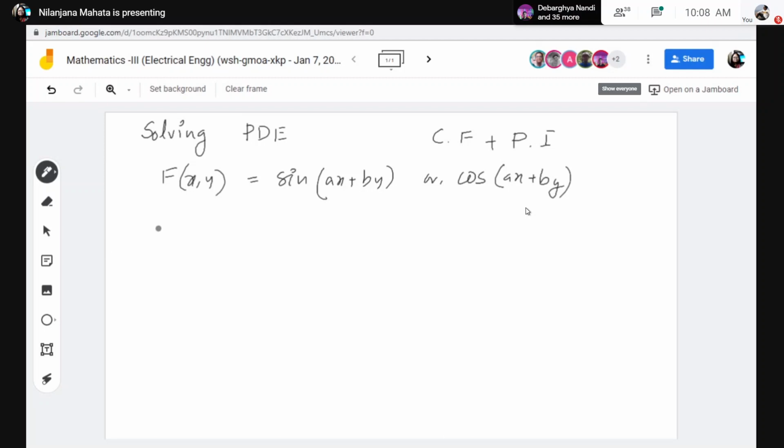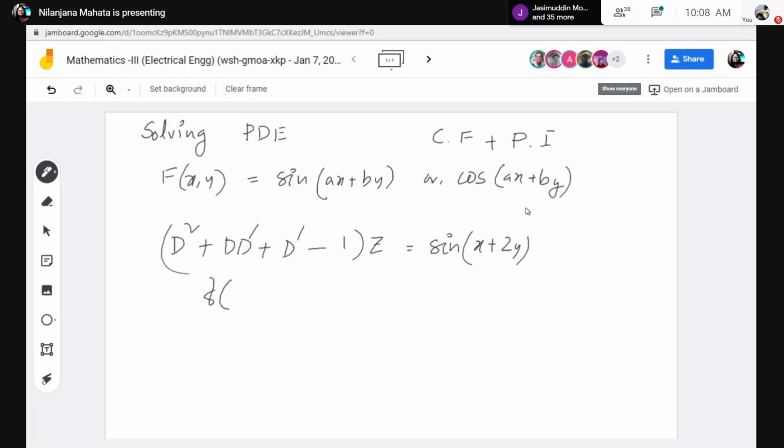Suppose I am solving D square plus DD dash plus D dash minus 1 z, where the right side is a function of x and y. So this is your f(D, D'), and f(D, D') z is sine x plus 2y.